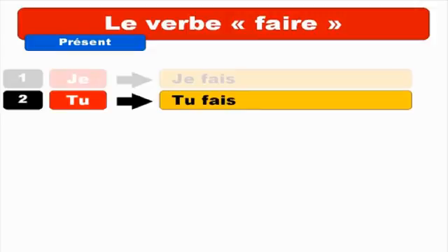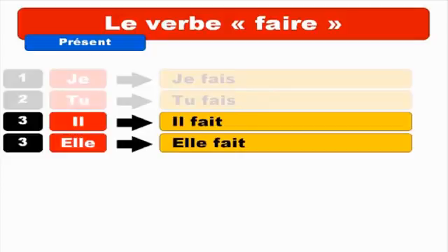Tu fais. Okay. And then comes il masculine and elle feminine. So il fait. Same pronunciation, so the final T is not pronounced. Il fait. Repeat. Il fait. Okay, and then the feminine form, elle fait. So same thing, the final T is not pronounced. Elle fait. Repeat.